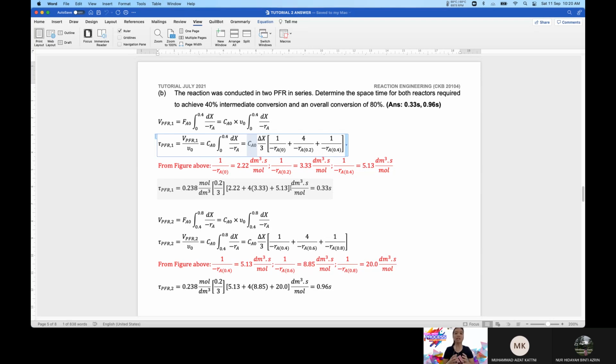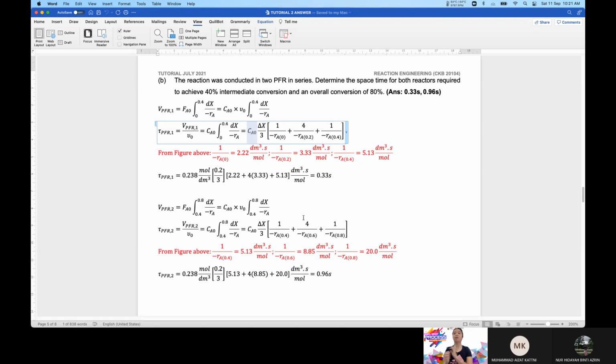Maksudnya reactant kamu hanya akan, you will hold your reactant for only 0.33 second before it moves out from the reactor. So contoh kalau PFR, katakan panjang PFR kamu, let's say lah 1 meter PFR, it just takes 0.33 second to travel from front to the back of the reactor, dia dah keluar. Okay, so that's for the first PFR. Okay, so to go to second PFR, so dah straightforward lah.